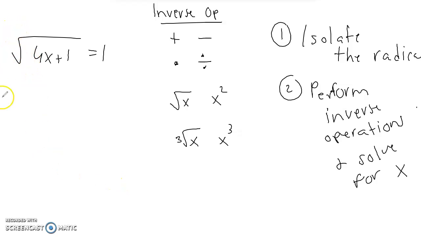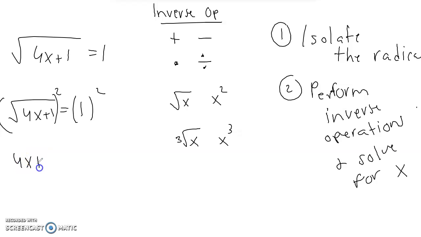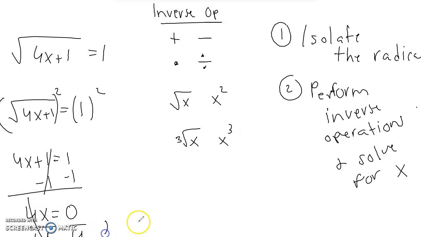So what I have to do now is square both sides in order to remove that radical. So what happens is I am just left with what's under the radical, which is my radicand. Now I'm going to continue performing inverse operations in order to solve for x. So my x equals 0.